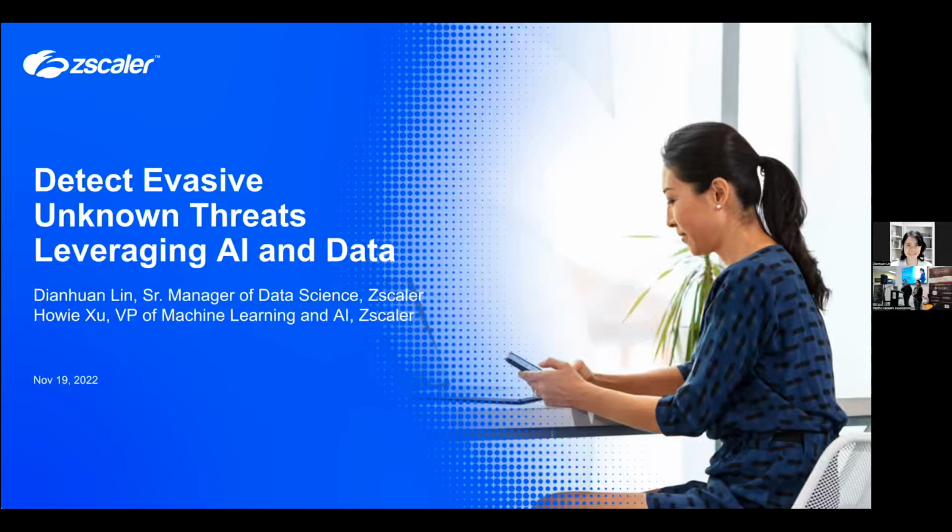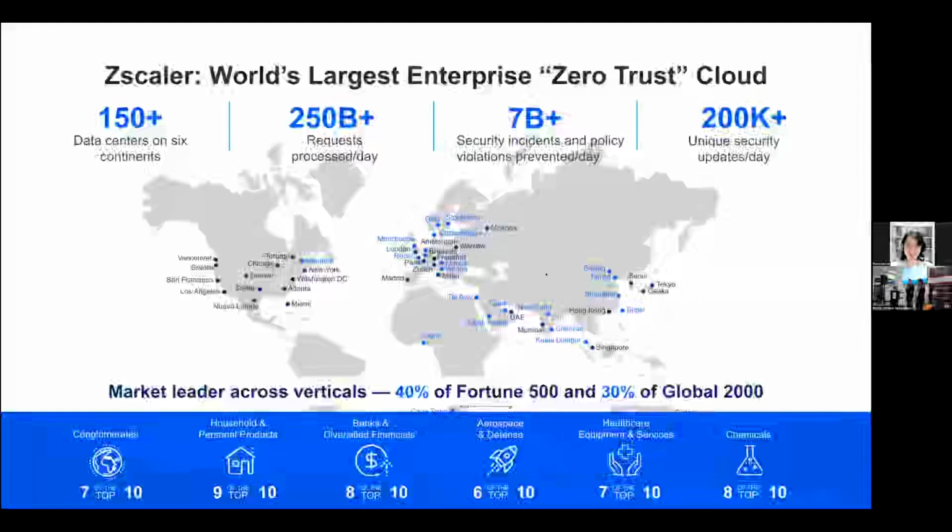Hello, everyone. We'll get started. Here, my co-speaker, Dianhuan, and myself. So I run the machine learning team at Zscaler, and then Dianhuan is the brain for our team. So I'll just spend a few seconds to discuss what Zscaler is, just in case.